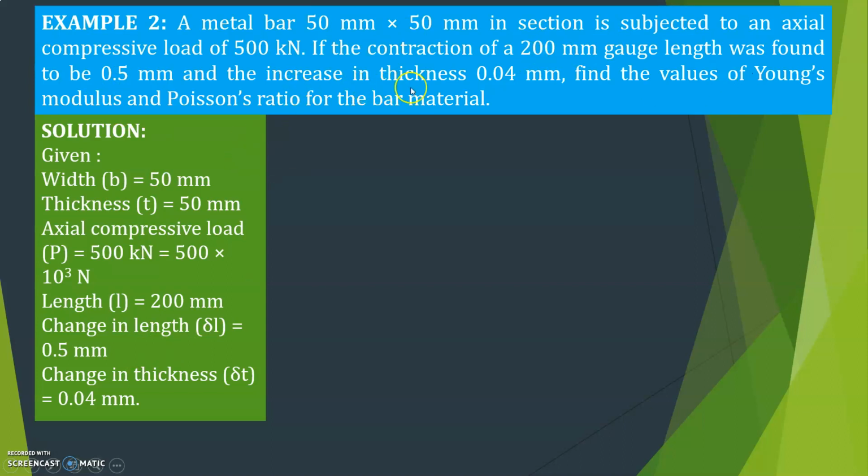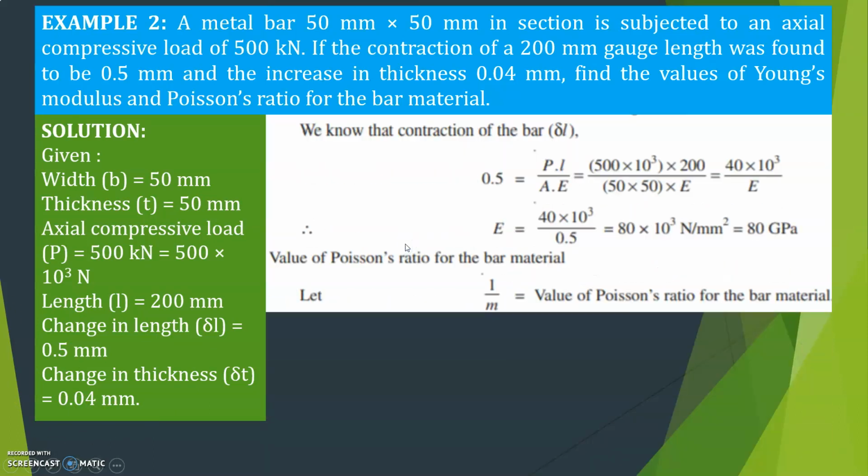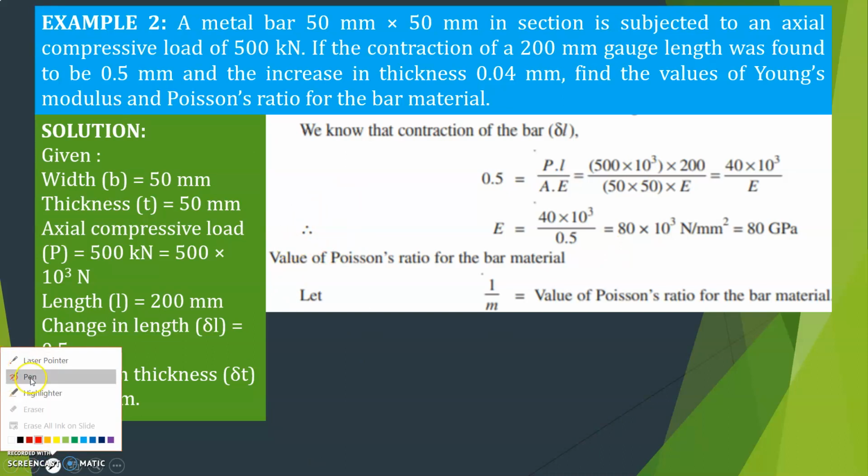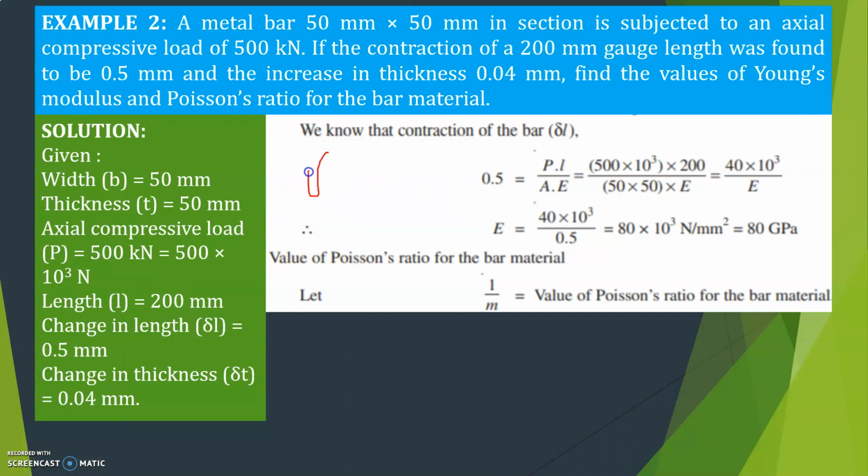Next, the increase in thickness, that is nothing but the change in the thickness. It is an increase, so the change in the thickness is equal to 0.04 mm. How to start? We know the formula for the deformation, right? Deformation, delta L, is equal to P into L divided by A into E, correct?